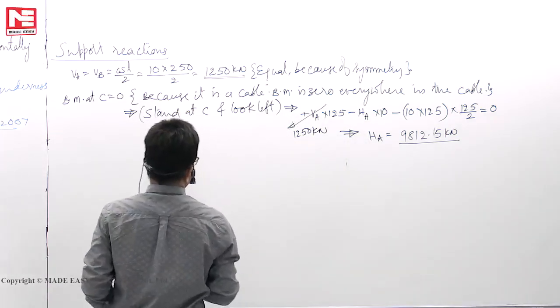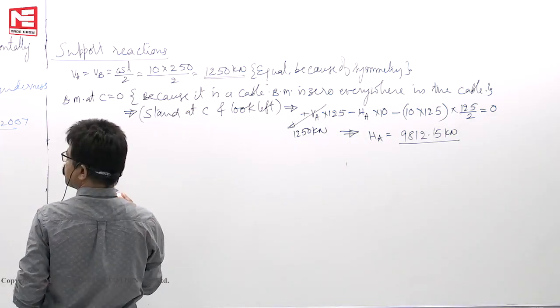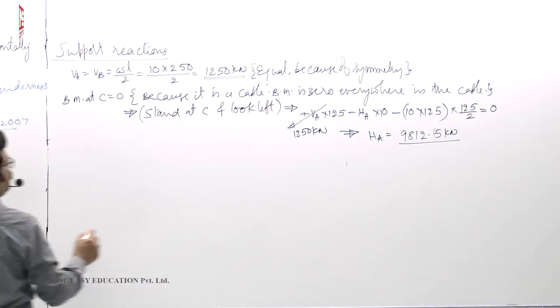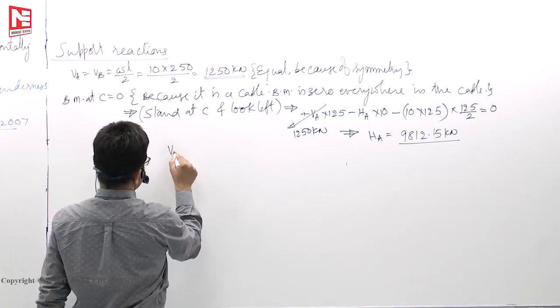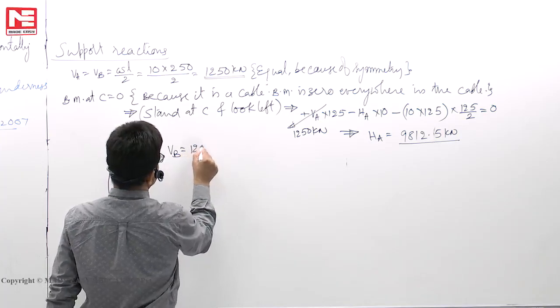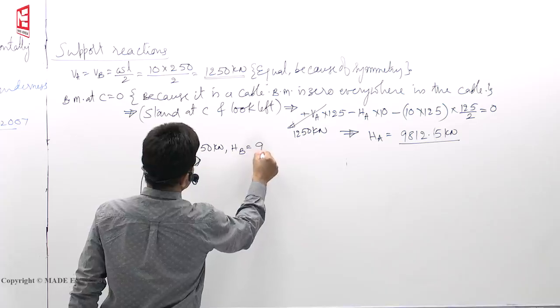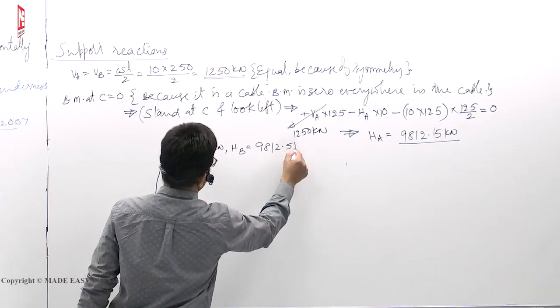Okay. Now, once HA is known to us, VA is known to us, now we can find the reaction. VB is also same. VB is same, 1250 kilonewton. HB is also same, 9812.5.